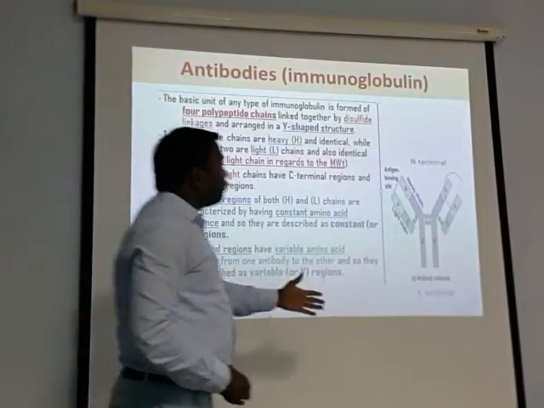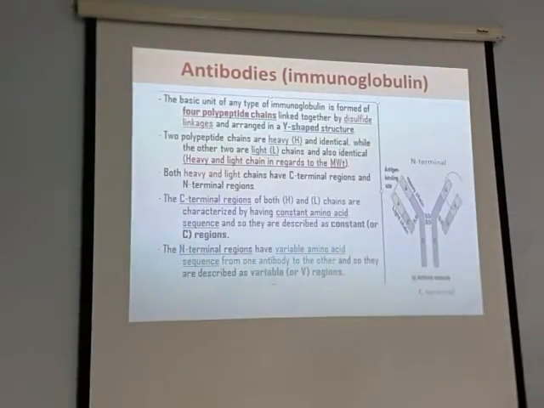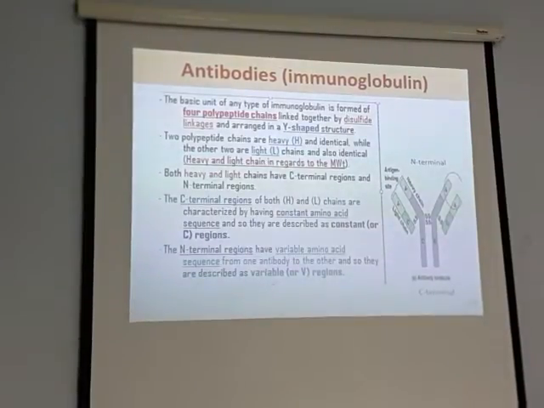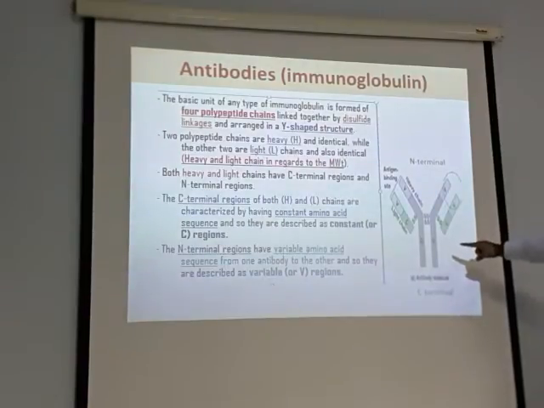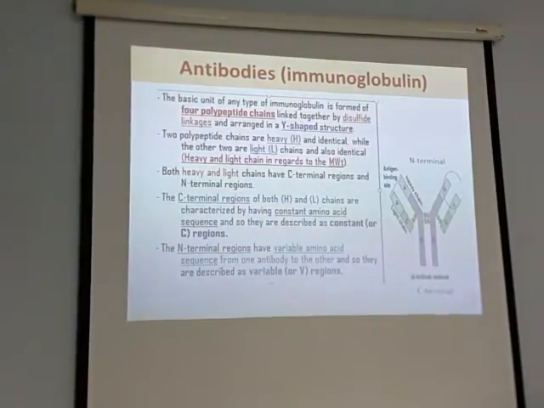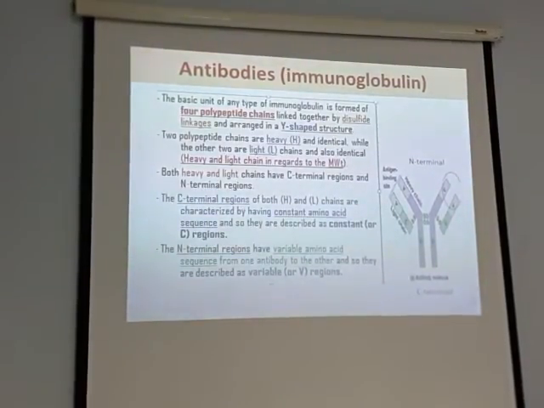So this is the structure of an antibody. Antibody is nothing but immunoglobulin. Immunoglobulins are nothing but antibodies. Antibodies are formed of 4 polypeptide chains. In that, 2 are heavy chains, long chains, and 2 are light chains. Both chains are held together by disulfide bonds.